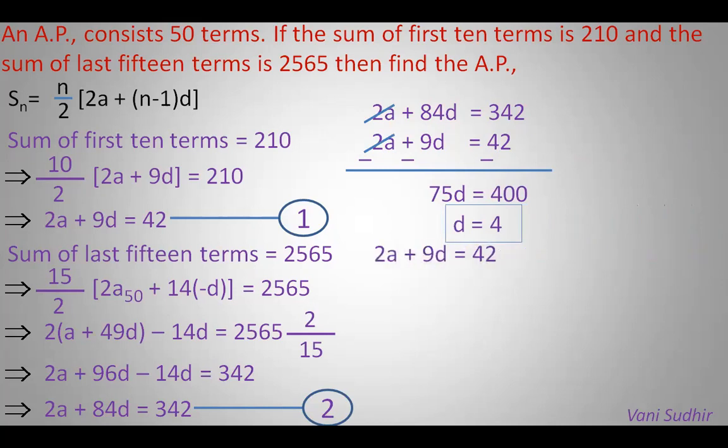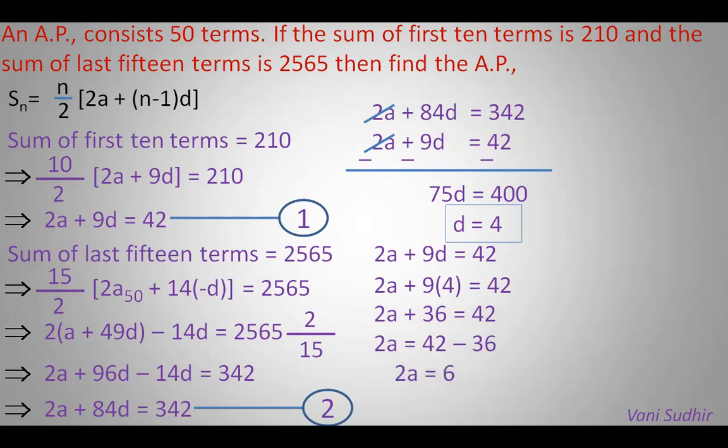Then 2a plus 9d equal to 42. So you have to substitute d value 4. Then we can get a value. 9 times 4 means 36. Transpose 36 to that side, minus 36. So twice a is 6. So a value is 3. We got a and d values. Now we can write the arithmetic progression.